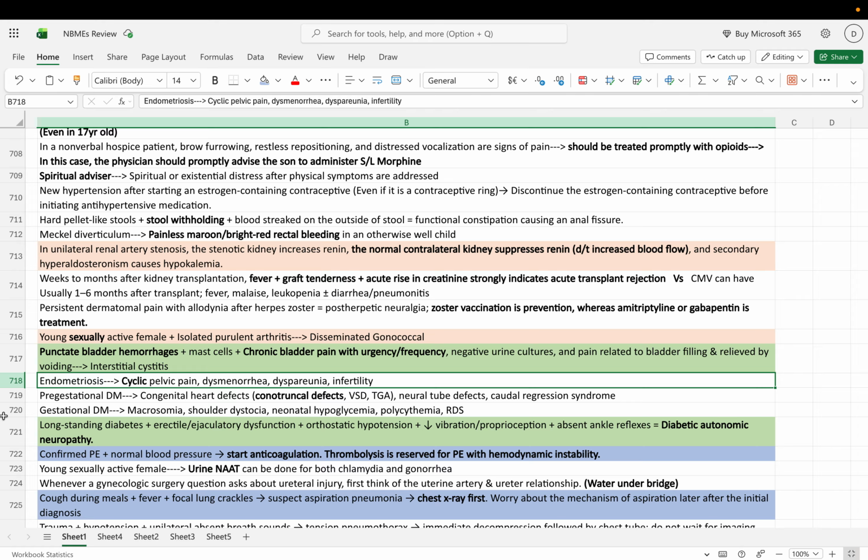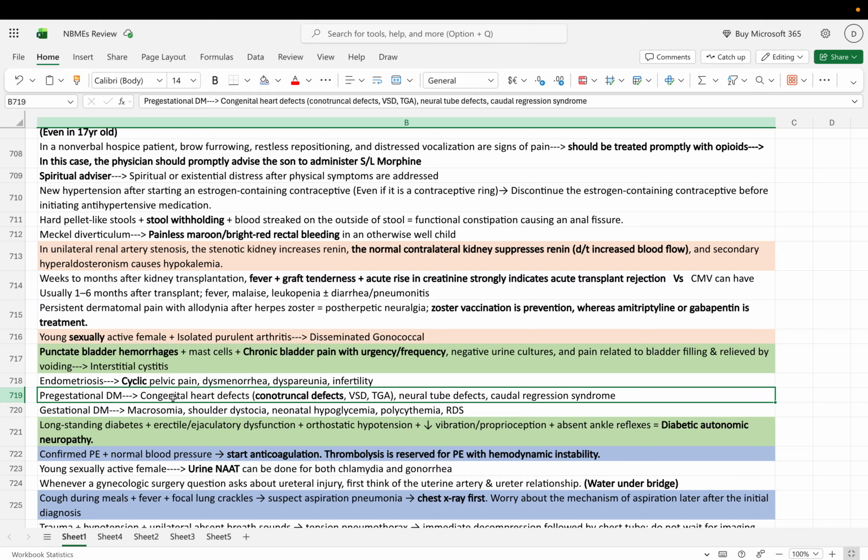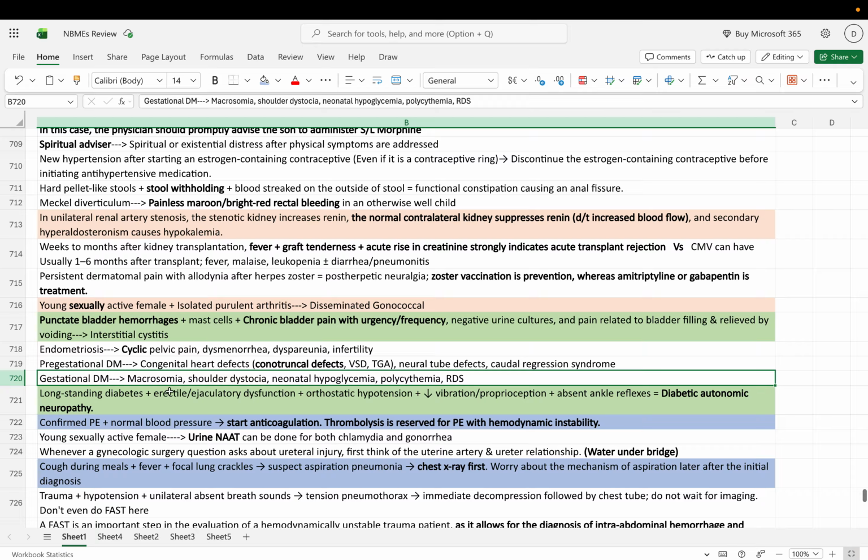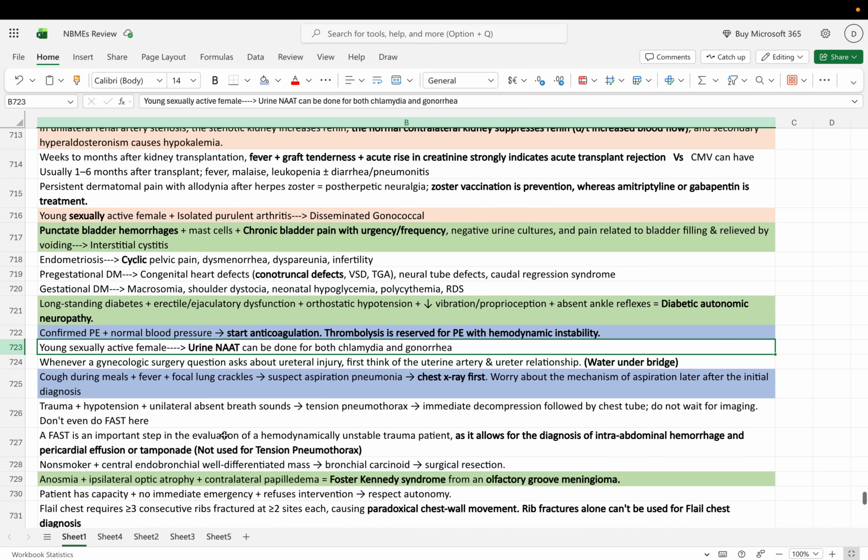Zoster vaccination is prevention, whereas amitriptyline and gabapentin are treatment. Endometriosis classically presents with cyclic pelvic pain, dysmenorrhea, dyspareunia, dyschezia, infertility. Pre-gestational diabetes mellitus: the infants are at risk of congenital heart disease like VSD, TGA, conotruncal abnormalities, neural tube defects, caudal regression syndrome, whereas the infants of gestational diabetes are at risk of shoulder dystocia, macrosomia, neonatal polycythemia, hypoglycemia, and RDS.